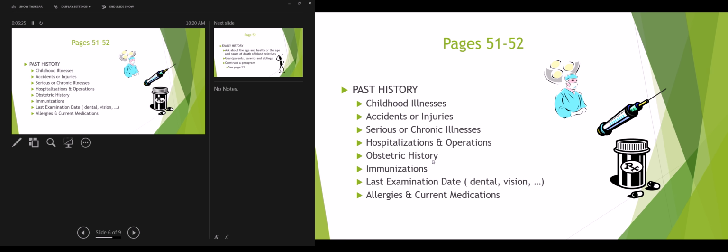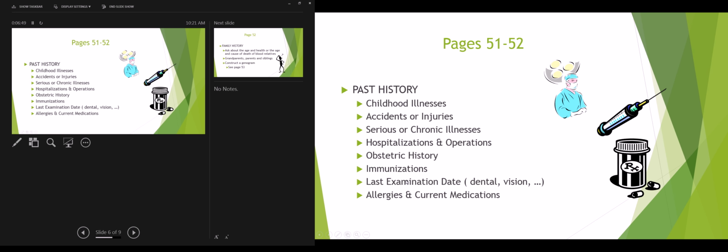It goes on to tell you for each complete pregnancy, you want the course of pregnancy, the labor and delivery, the sex, the weight, the condition of the infant, and then their postpartum course. How did they do after they had the baby? Was it uneventful? Did they develop complications? Did they develop infections? So you will just have to get the postpartum history as well.